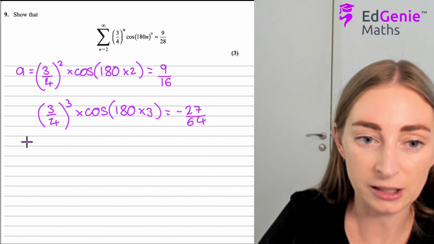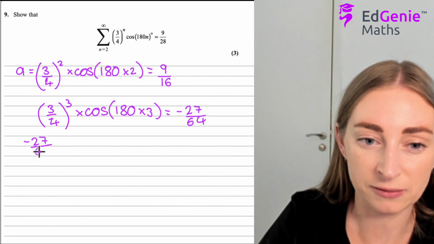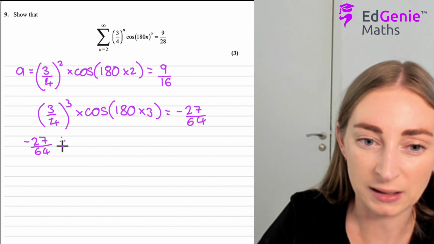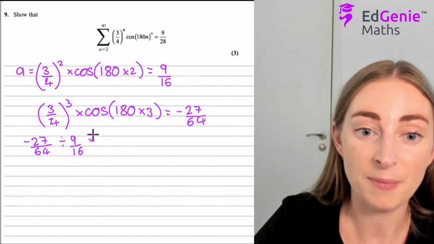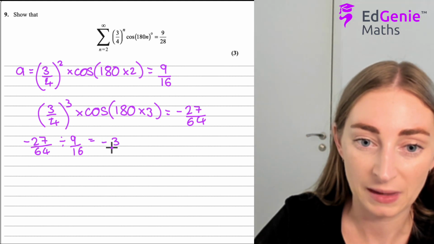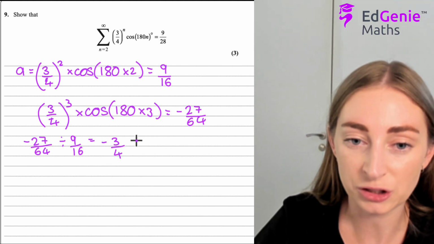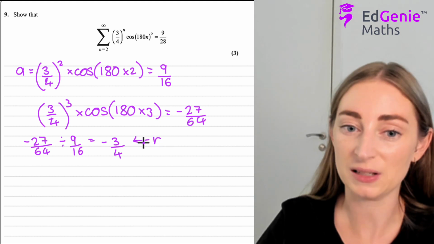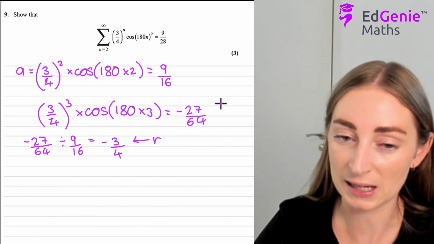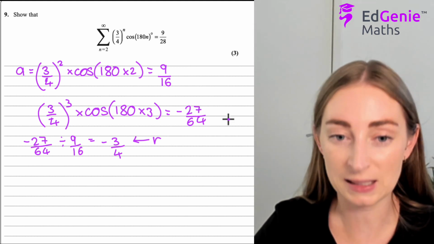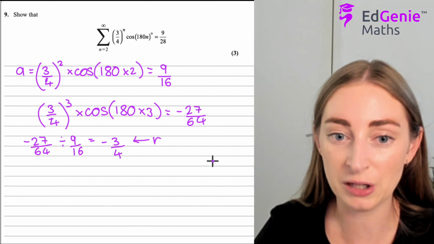So now let's have a look. Minus 27 over 64 divided by 9 over 16. That's going to give me minus 3 over 2. So that means our common ratio is minus 3 over 2. So to get from this term to this one, we times by negative 3 over 2. To get to the next term, we times by negative 3 over 2.